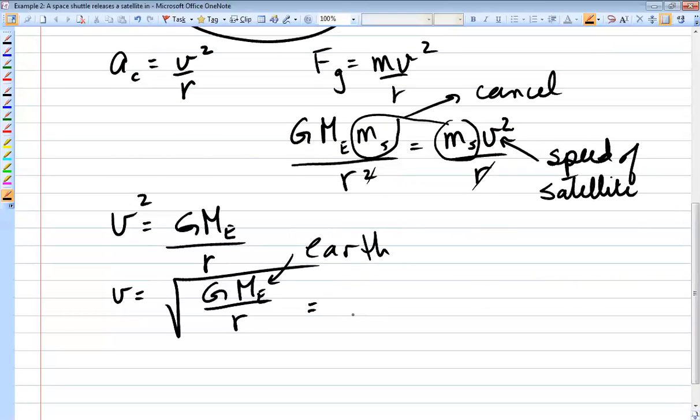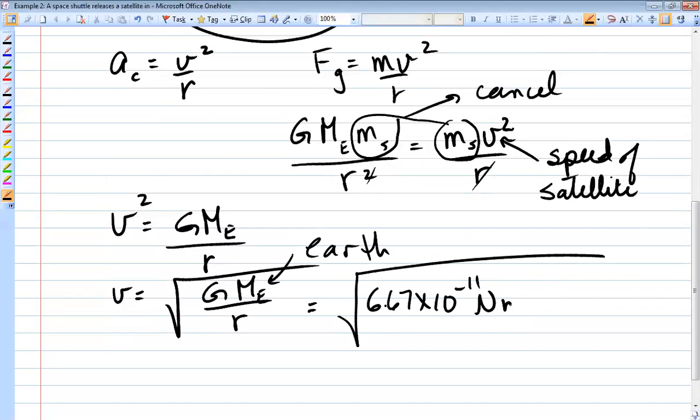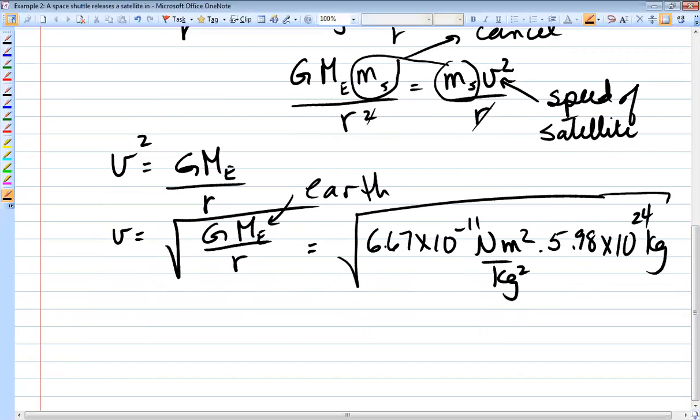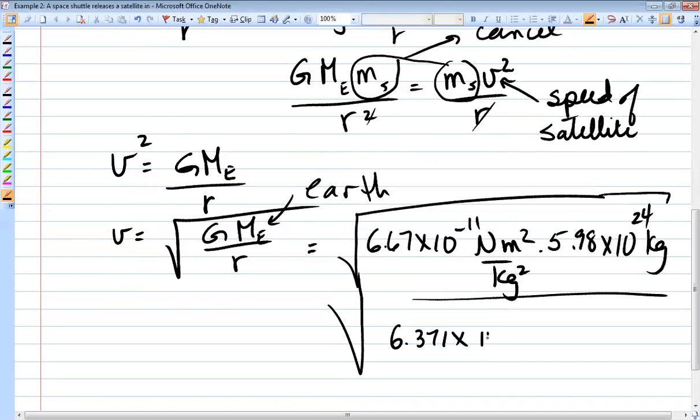And so we'll put the numbers in. G is 6.67 times 10 to the minus 11 newton meter squared per kilogram squared. Mass of the Earth, you'll be given that, you don't have to memorize that, 5.98 times 10 to the 24 kilograms. And then the distance from center to center, this is all under the square root, is the sum of the radius of the Earth, 6.371 times 10 to the 6 meters.